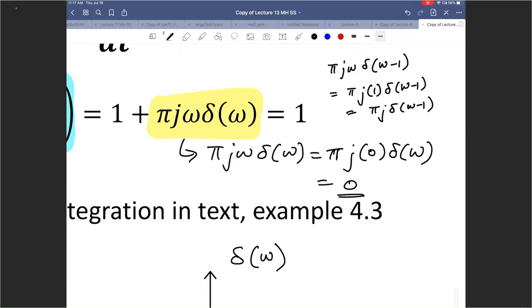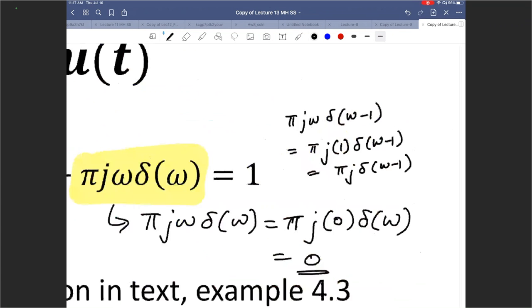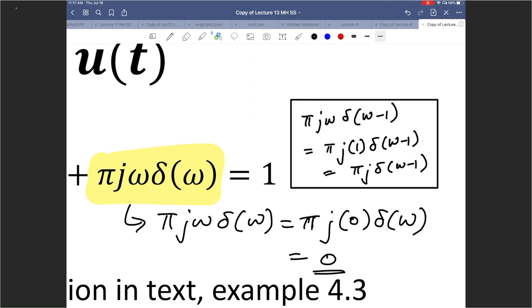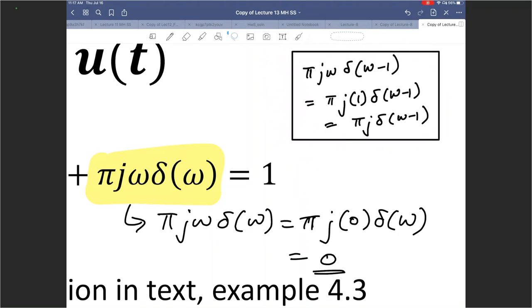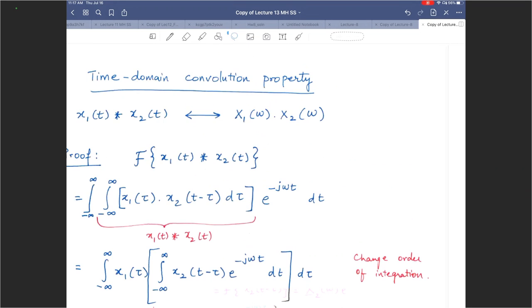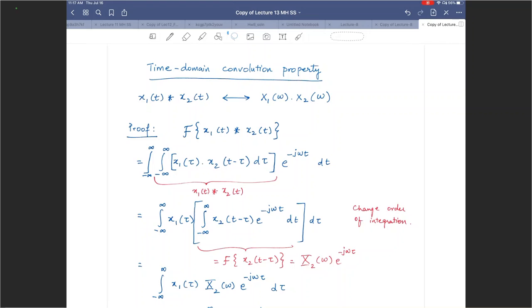All right. Let me box this up to keep it separate from this. Rectangle, sinc. Differentiation, multiply by j omega. Time shift, phase shift. Convolution in time domain is multiplication in the frequency domain.